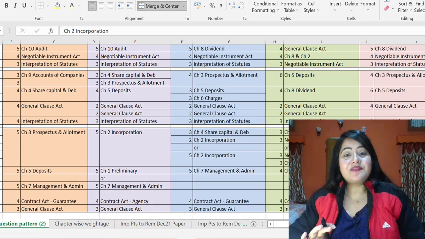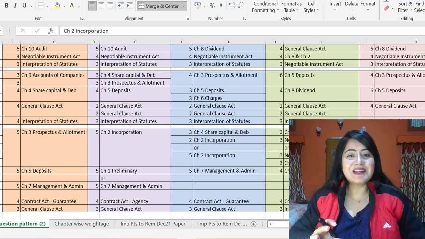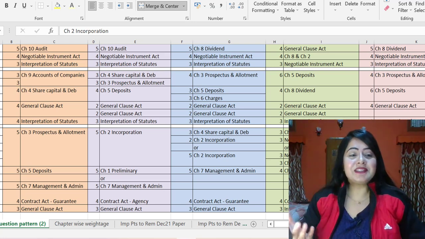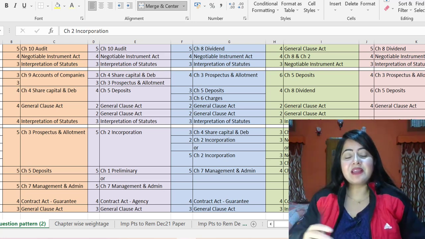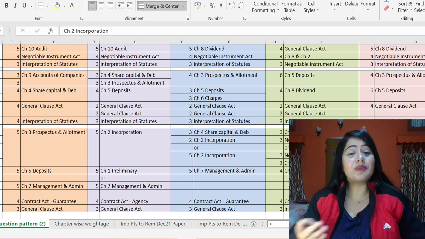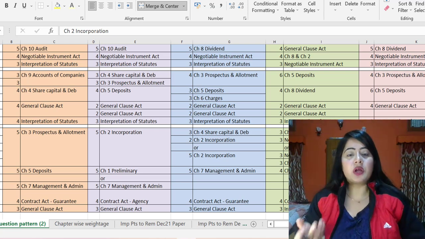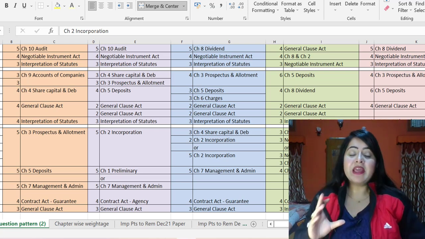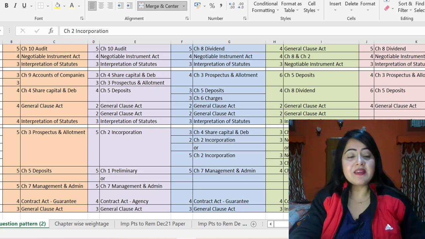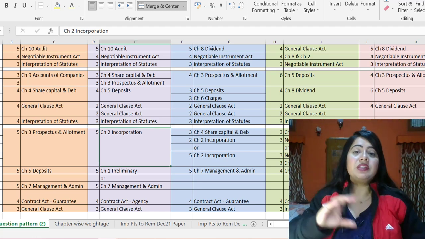So from the discussion that we have done so far, what do we understand? Do we have an ABC category in these chapters? Well, firstly, we understand that mostly all of these chapters are coming in every single attempt. Rarely there are 1 or 2 attempts in which 1 or 2 chapters are not coming. Apart from that, what we have understood is that in every single question, 7 to 8 marks portion is for the other laws.